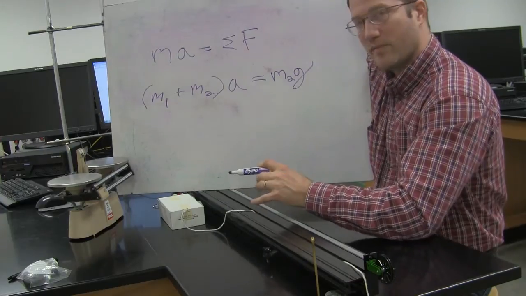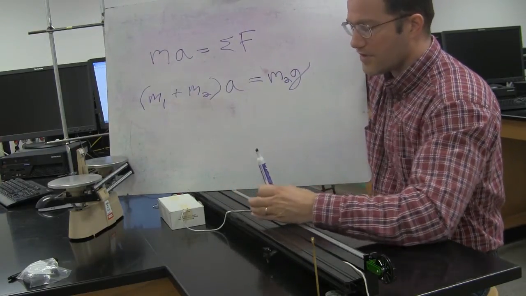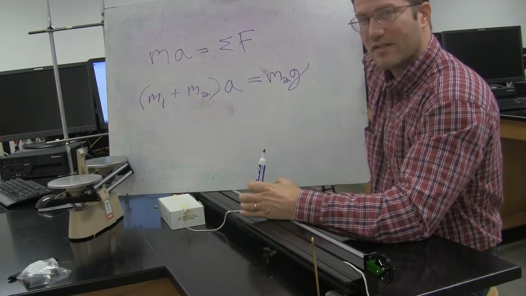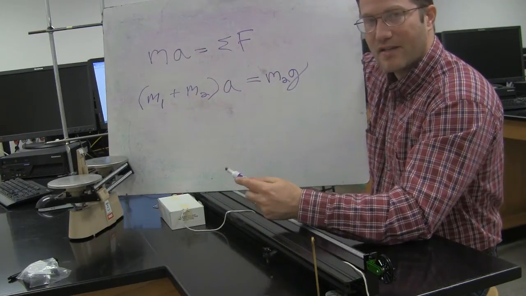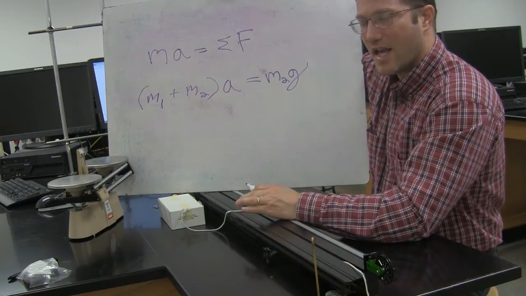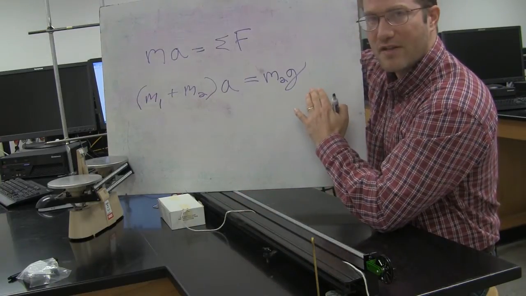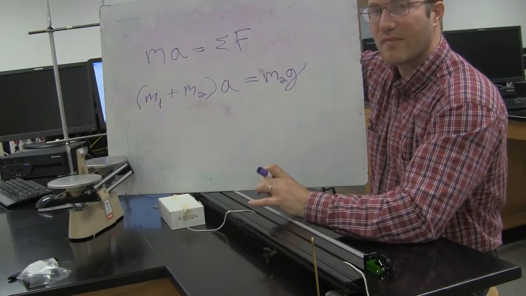Friction pulls in the opposite direction of motion. So as the cart rolled down the track, friction was pulling against it, and its acceleration was less than it should have been if it were a frictionless track. And because it had a lower acceleration, if you don't assume that friction's there, you would think you had a heavier mass. But that's not what was going on. There was friction pulling back.